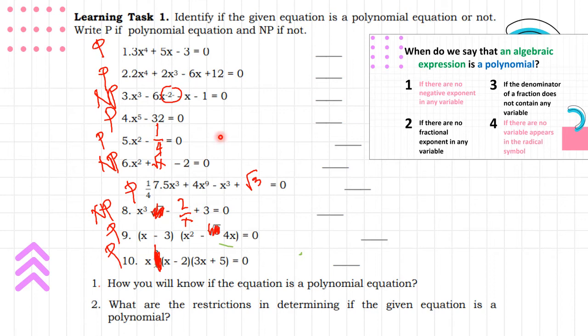So, kung sasagutin natin yung tanong, how will you know if the equation is a polynomial equation? Kailangan masatisfy niya itong ating 4 conditions. What are the restrictions in determining if the given equation is a polynomial? Kailangan may equal sign, may 0. Then, it follows these 4 conditions.